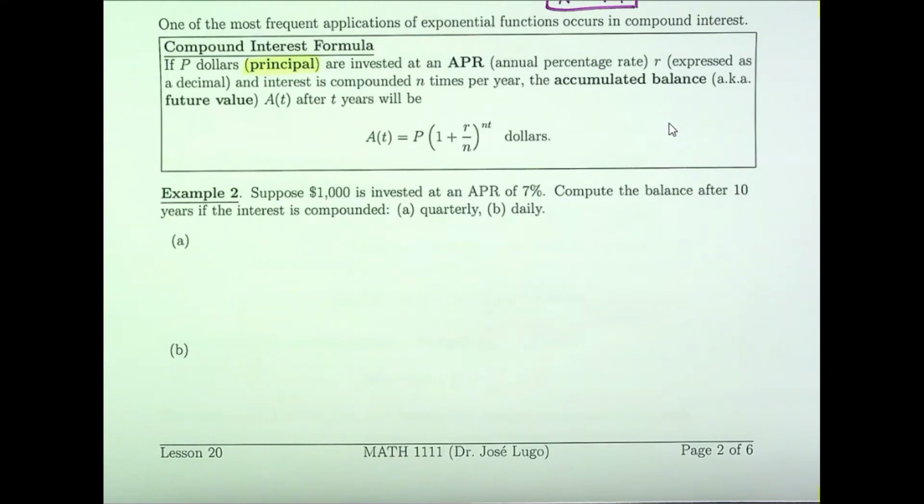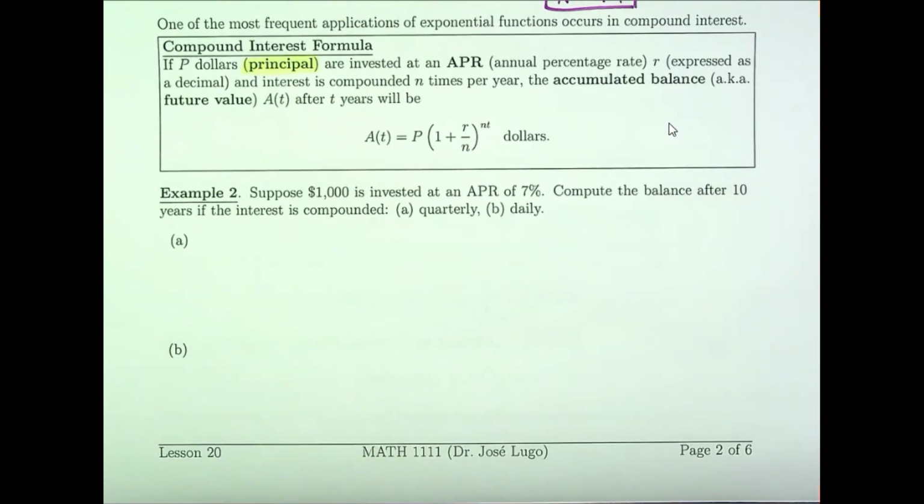Suppose that you have $1,000 and you invested at an APR of 7%. So you're going to get paid 7%. Remember, APR stands for annual percentage rate. We're going to compute the balance after 10 years if the interest is compounded. So there's two different questions. First, we're going to compute the balance after 10 years if the interest is compounded quarterly, and then we're going to do it for daily.